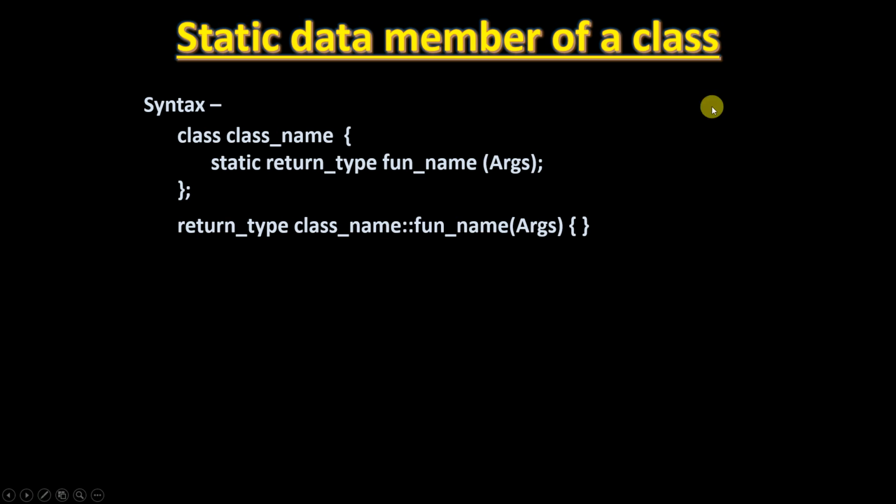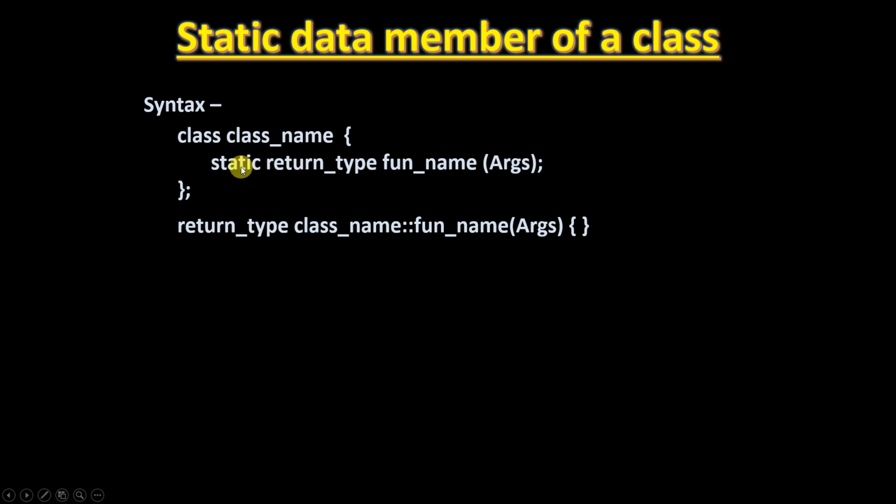For a normal member function, however you write a non-static member function, you write it in the same way. But before the return type, provide the static keyword. And when you are giving the definition of this function outside the class, follow the same syntax as for non-static members: return type, class name, scope resolution, function name, arguments, and give the definition here.